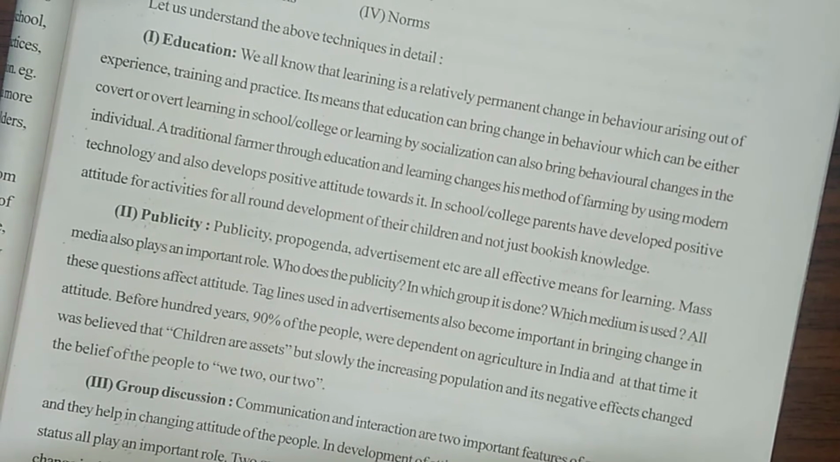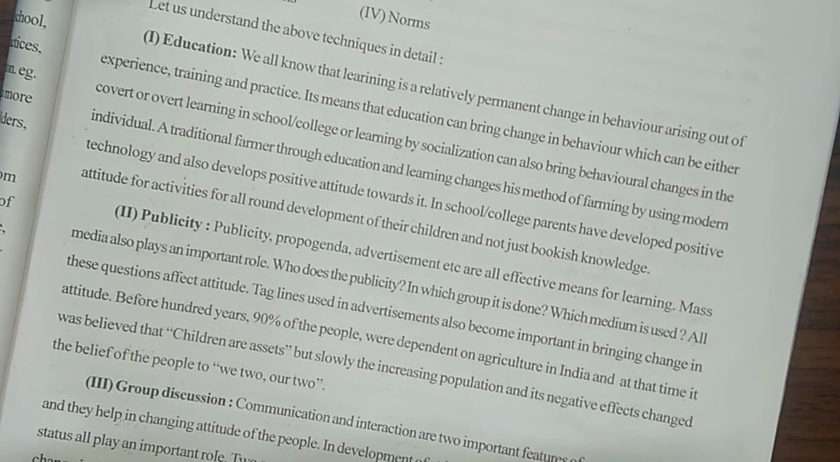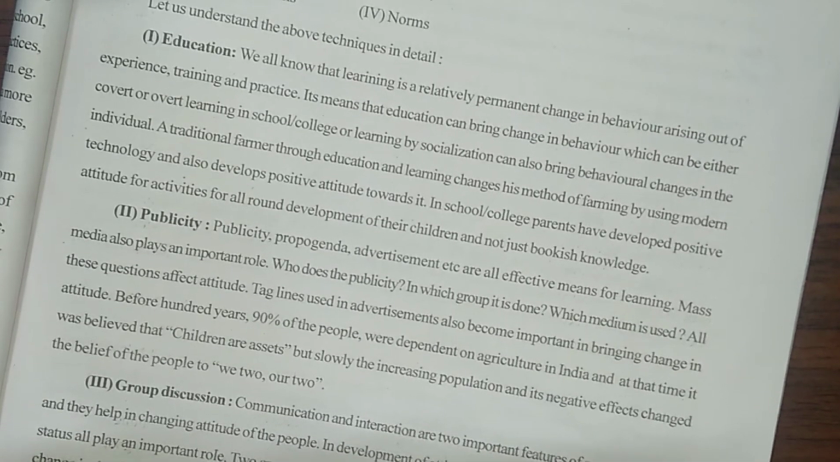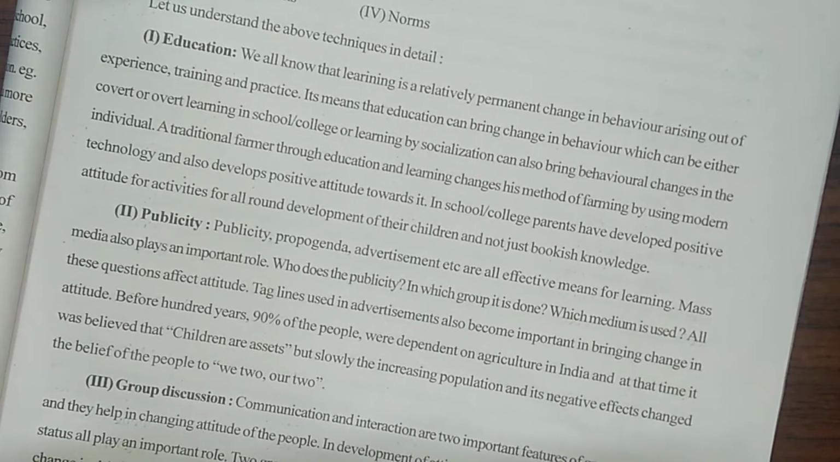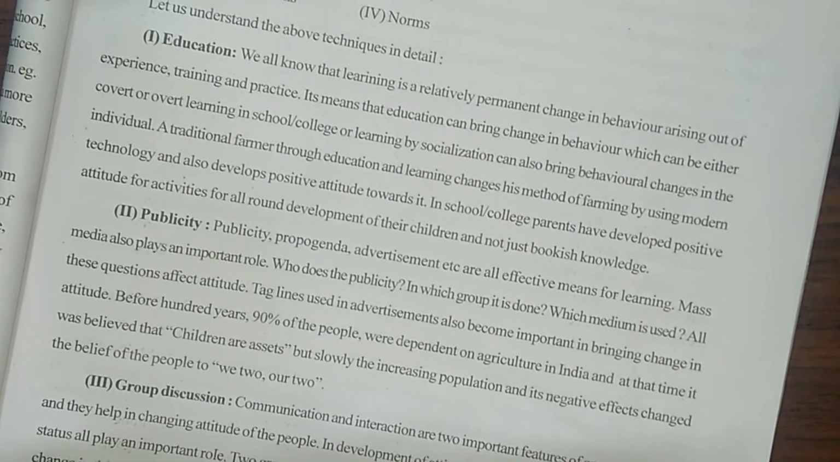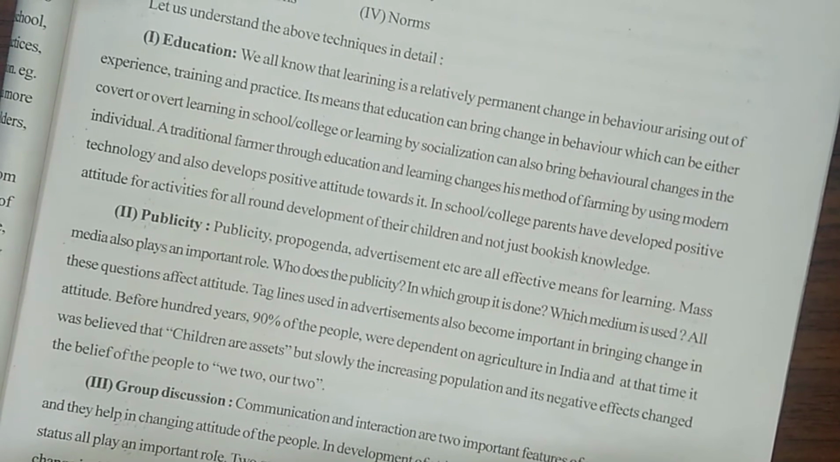Before 100 years, 90% of the people were dependent on agriculture in India. At that time, it was believed that children are assets. But slowly, the increasing population and its negative effects changed the belief of people to "hum do, hamare do" (we two, our two).